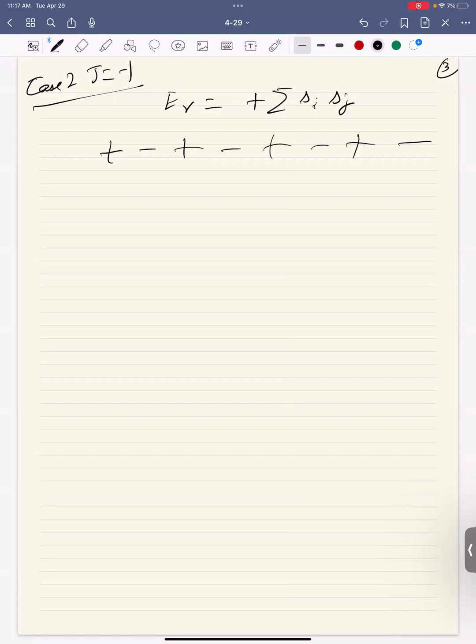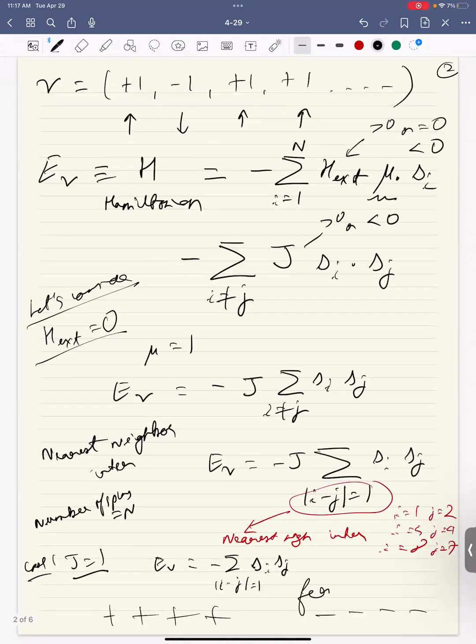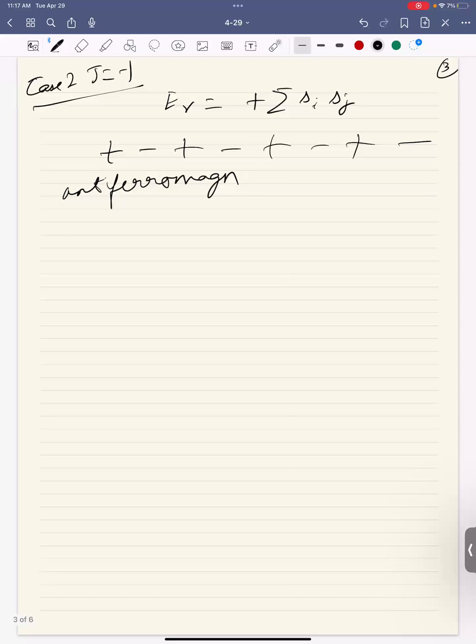Does this have a name in magnetism? Antiferromagnet, right? It's anti. So this is an antiferromagnet, and this one is a ferromagnet. These are the terms people use. So basically, depending on the value of J, you can get different behaviors. And you can talk about the magnetization of the system.